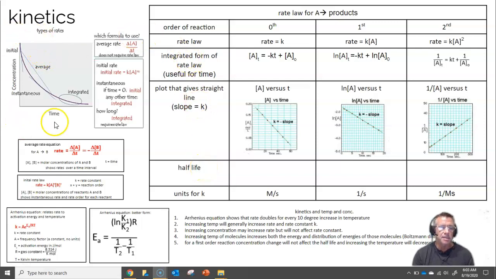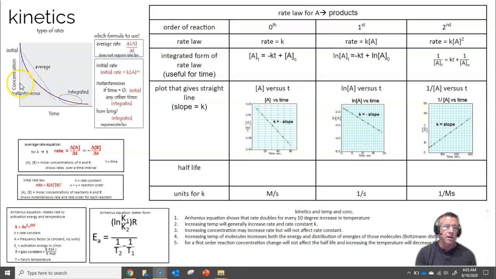We'll start by looking at different ways that we can plot the rate of a reaction, that is to measure it over time. Oftentimes it's not linear, so although we can determine an average reaction rate, this curve, which we know as the integrated reaction rate, is oftentimes more useful.